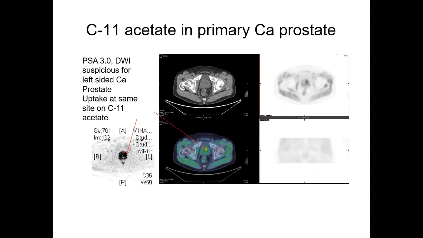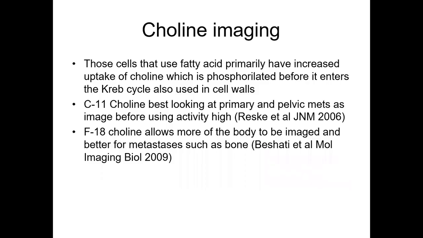And then when you do the C11 acetate, it confirms uptake on that left side. And if anything, the resolution of the PET is actually better than the MR DWI. And that's not unusual, because DWI is a very good technique, but it has poor resolution. Choline is another fatty acid analog, but also is increased in cell wall provision. So choline was our first technique where we could really look beyond the prostate.